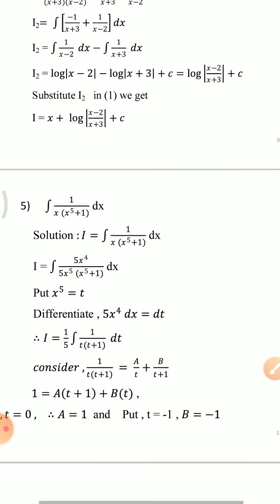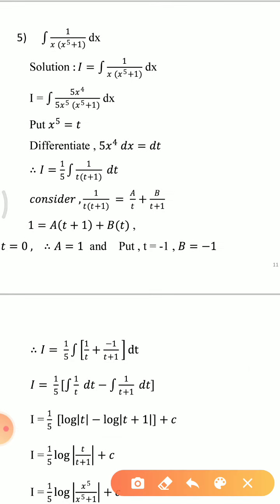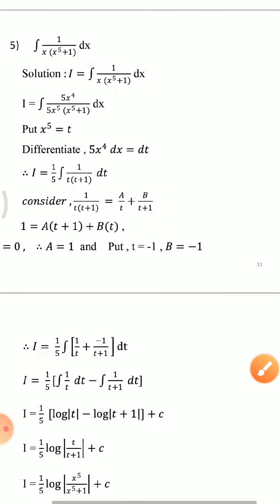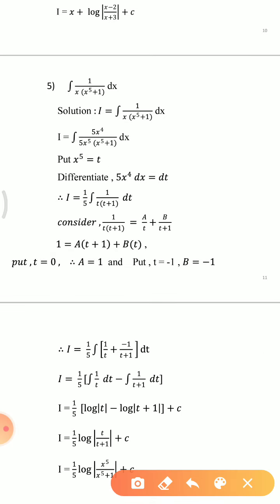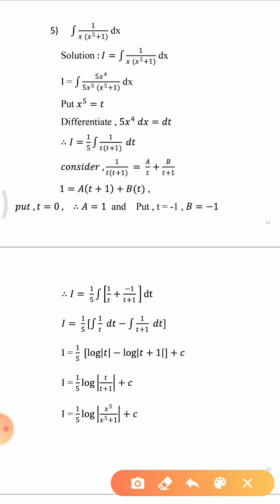Next question, question number 5. Let us see here how we have to solve question number 5. Integral 1 upon x into x raised to 5 plus 1 dx. Let us see the solution. Let I is equal to integral 1 upon x into x raised to 5 plus 1 dx.